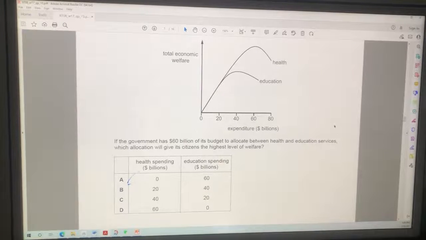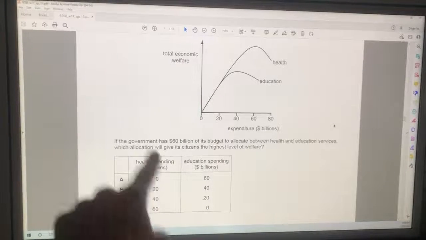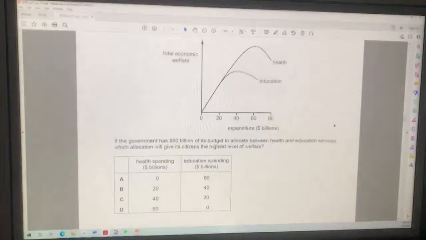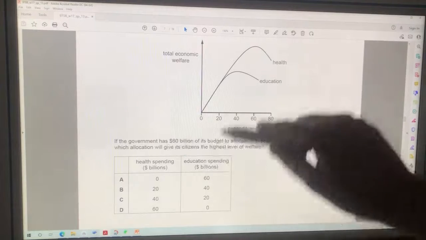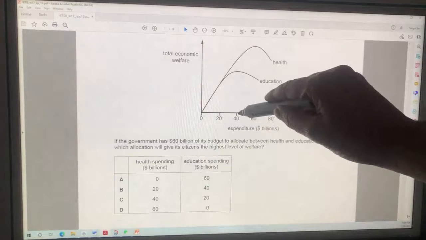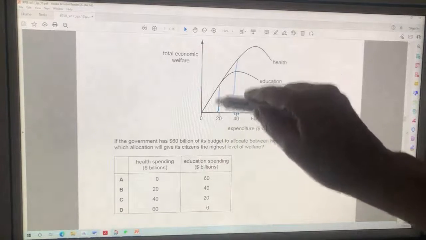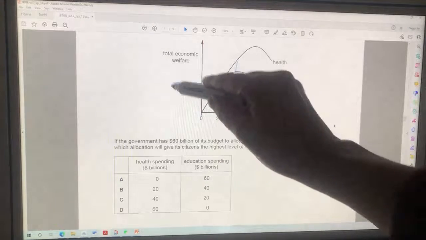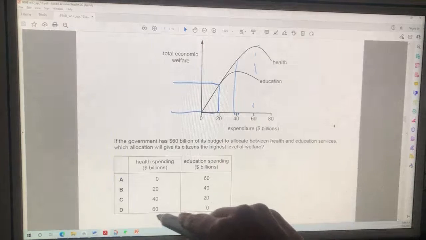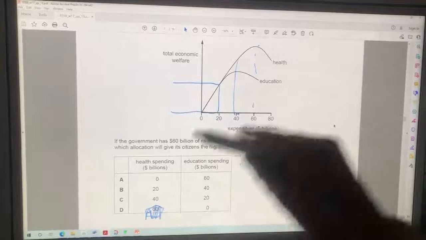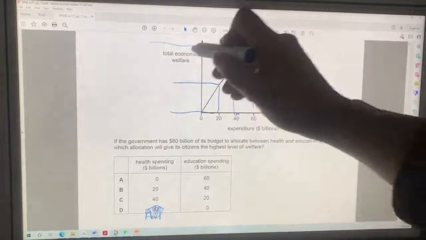If the government has $60 billion to allocate between health and education services, which allocation will give its citizens the highest level of welfare? They have 60 total, so I think this one's easy. We do 40 health care and 20 education, because we could spend 60 on health care, right? And that's choice D, but that's wrong, because that gives us this amount of total economic welfare.